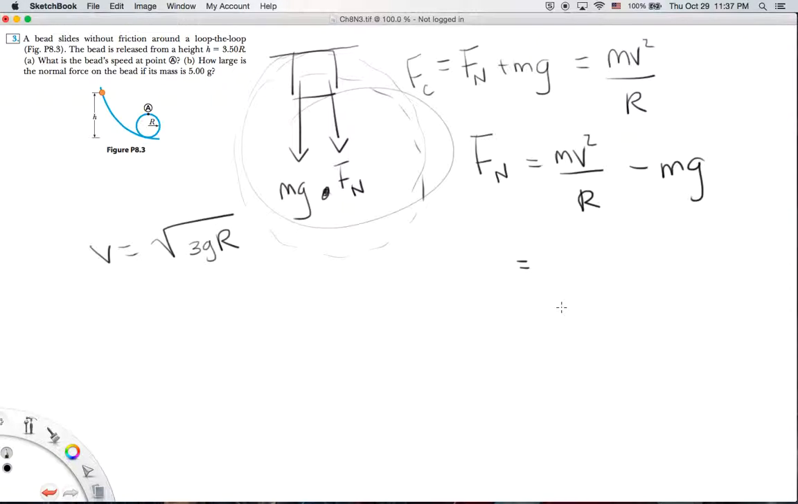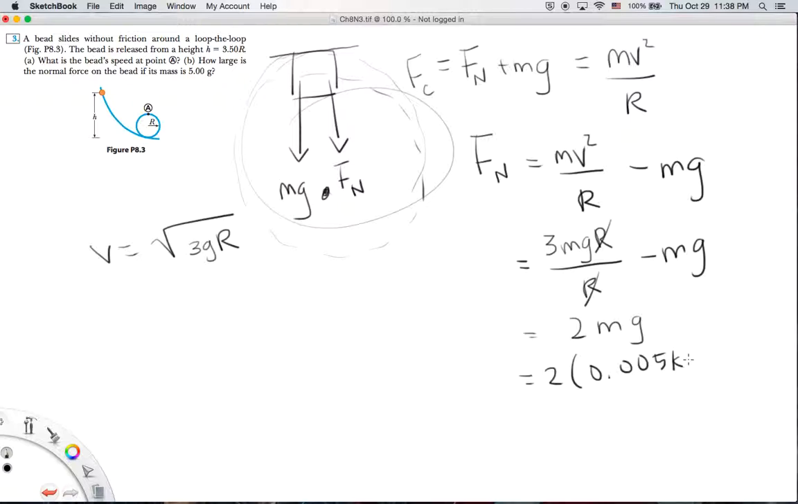So if we have mv squared over r, we're going to have 3mg r over r minus mg. So the r's cancel here, and that'll be 2mg. So that's 2 times 0.005 kilograms times 9.8 meters per second squared, and that should equal 0.098 newtons, and that is your normal force, which is what part B is asking for.